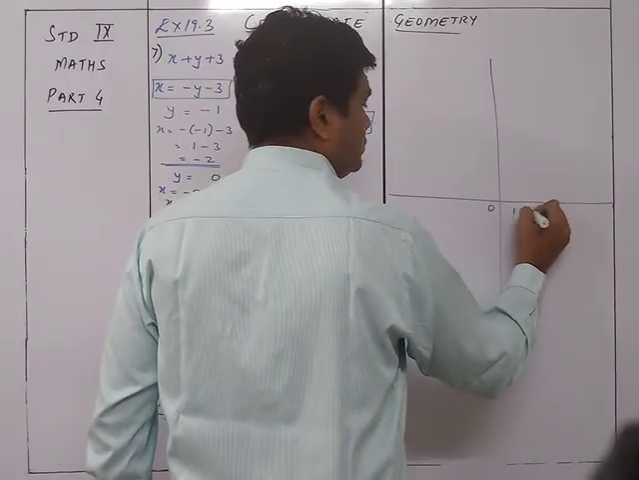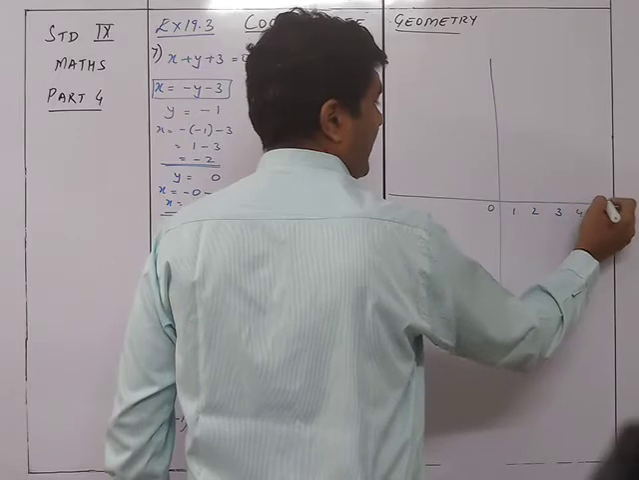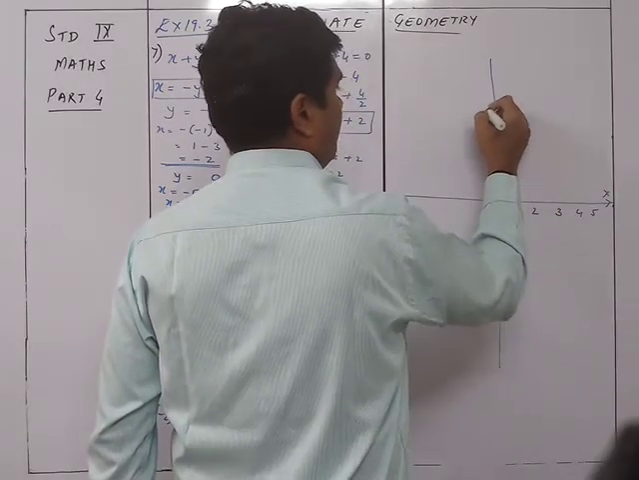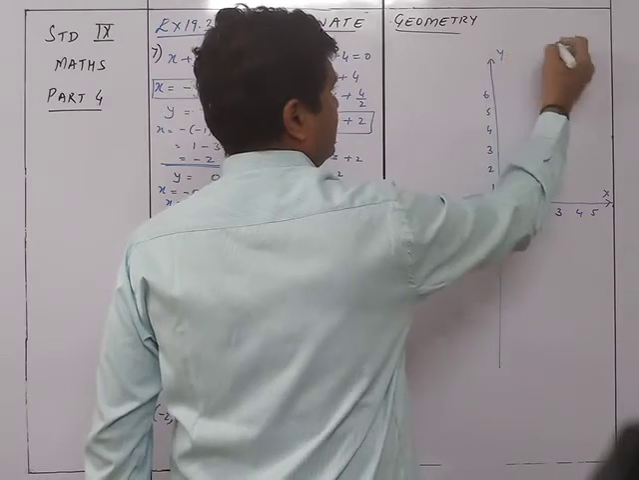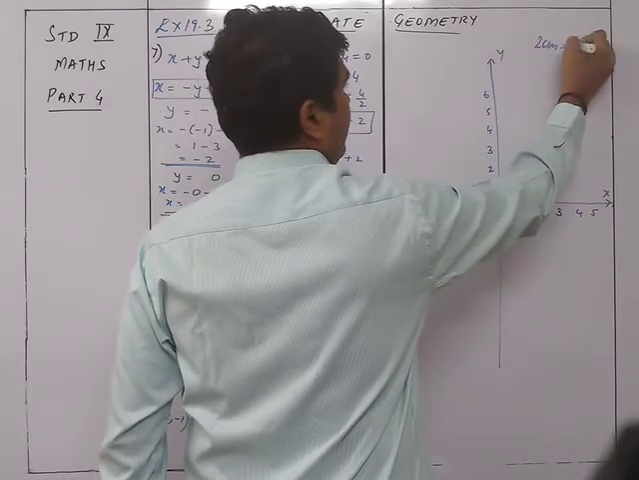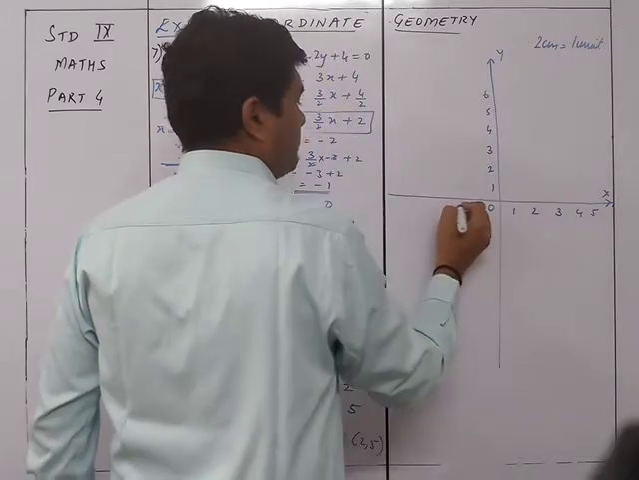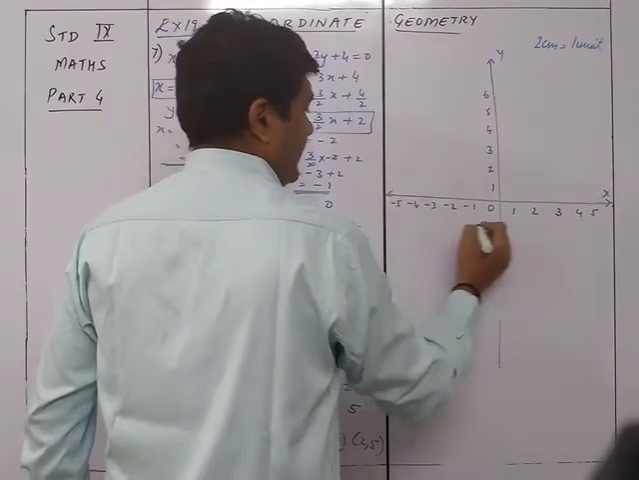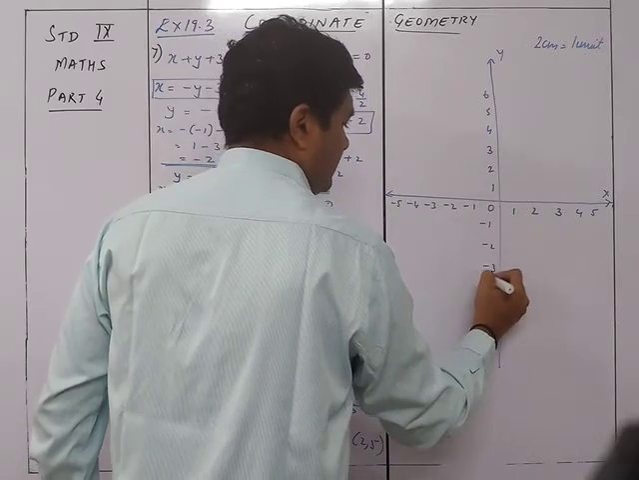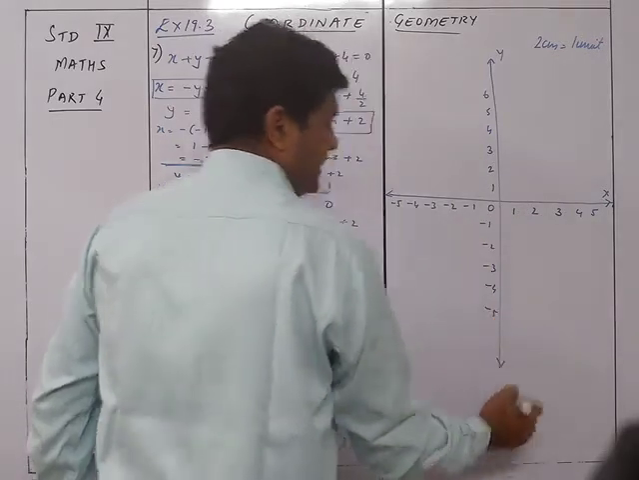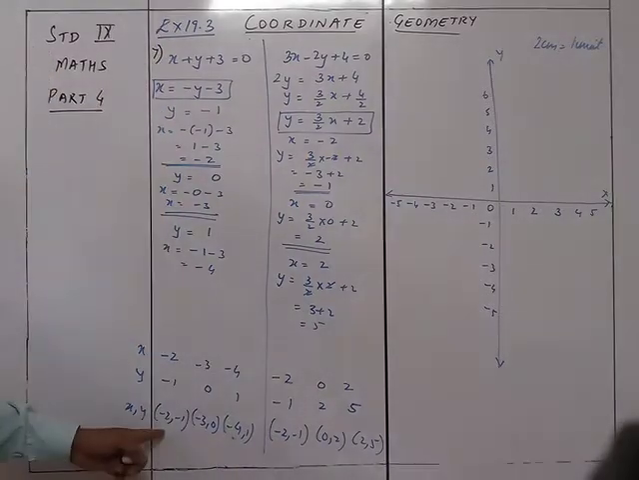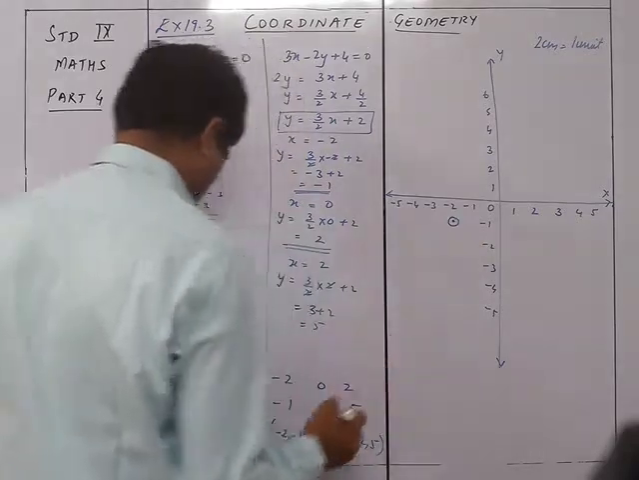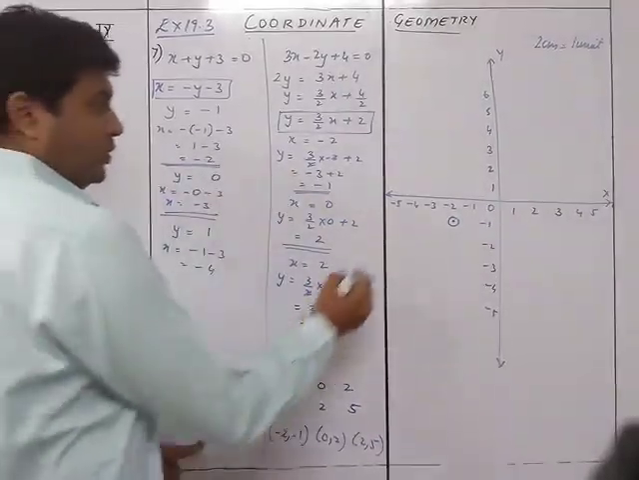0, 1, 2, 3, 4, 5 on the x-axis, 1, 2, 3, 4, 5, 6 on the y-axis, 2 centimeter is equals to 1 unit, and you got minus 1, minus 2, minus 3, minus 4, minus 5, and minus 1, minus 2, minus 3, minus 4, minus 5 over here. So first thing is minus 2, minus 1. Minus 2, minus 1 will be over here. Minus 3, 0 will be over here.